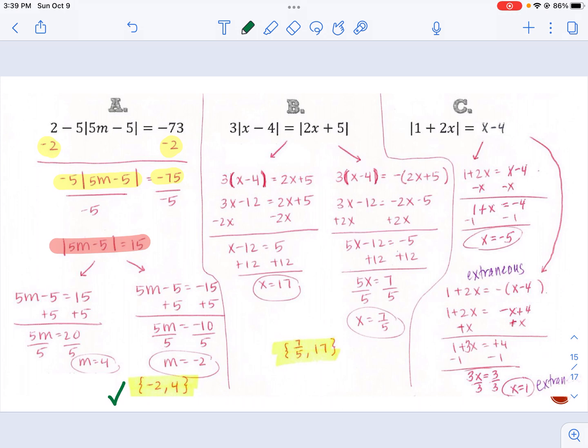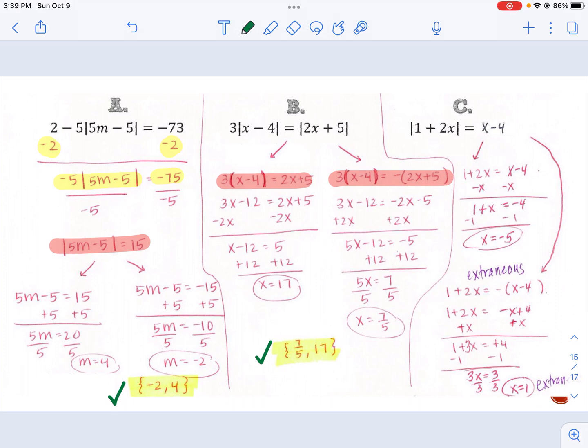Looking at example B, this one was a little tricky. You're going to notice here that I took this expression and set it equal to the positive version, 2x plus 5, and I set it equal to the negative version. I solved both of them out. Neither of them were extraneous, so my final answer was 7/5 and 17. Keeping that as an improper fraction is simplest form. If you turn it into a mixed number, that's fine too.